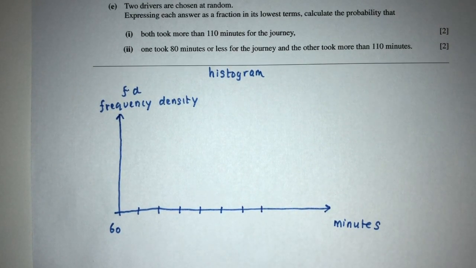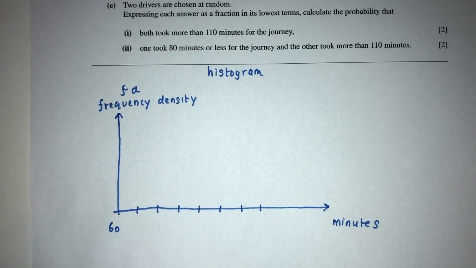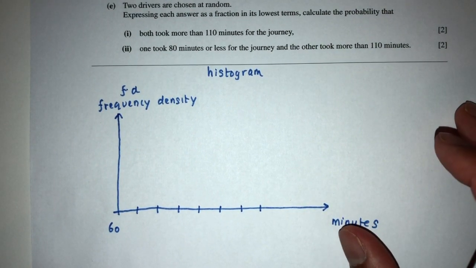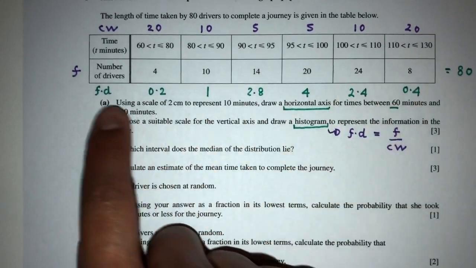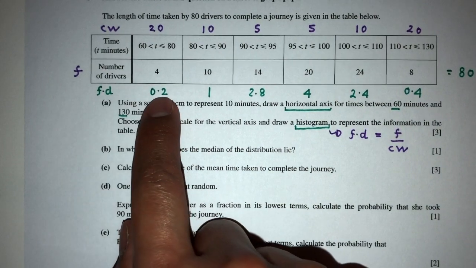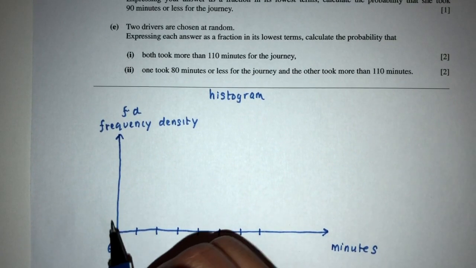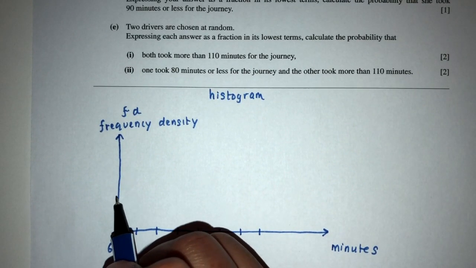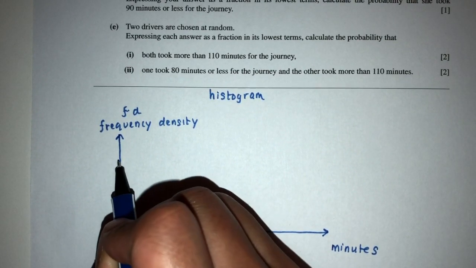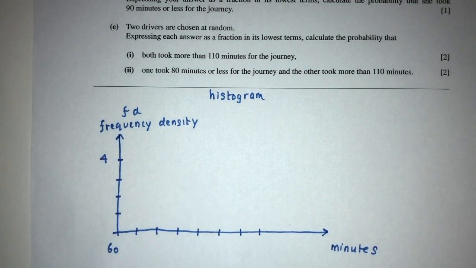This is a sketch. It is not exact. So when you draw, this has to be exact. Okay, good. And now for the frequency density, as you can see, the value ranges from 0.2 to 4. So let's do that. We have 1, 2, 3, 4 is maximum.